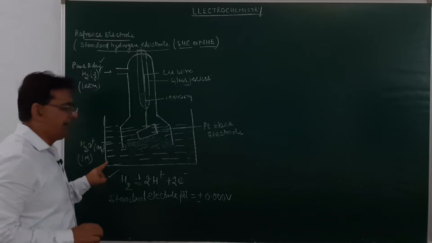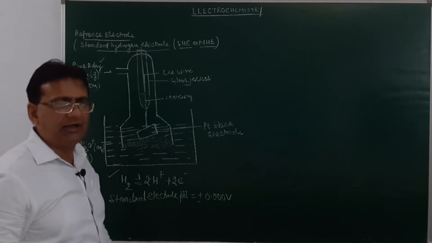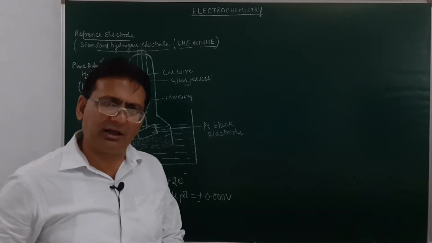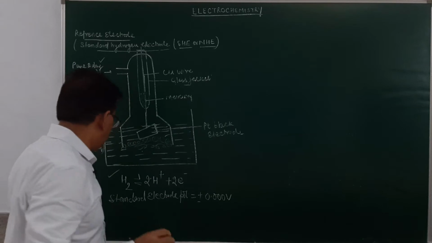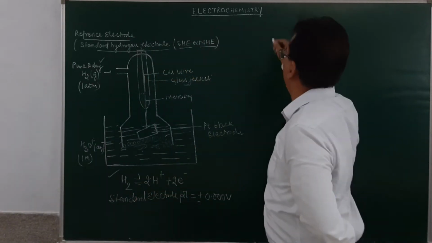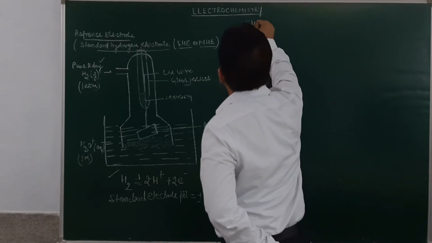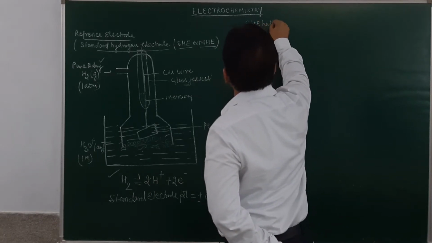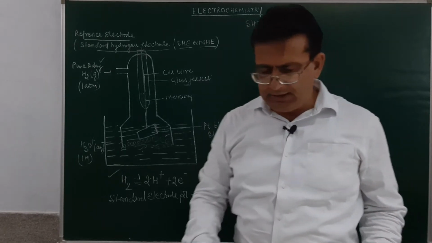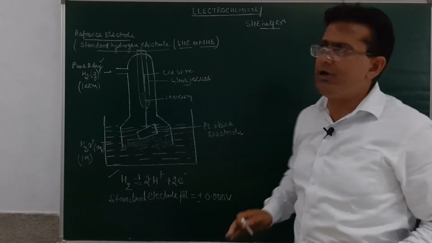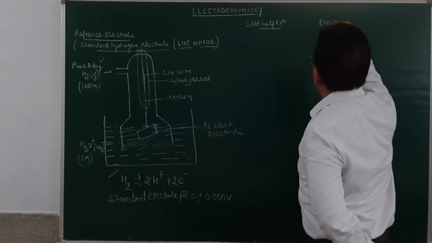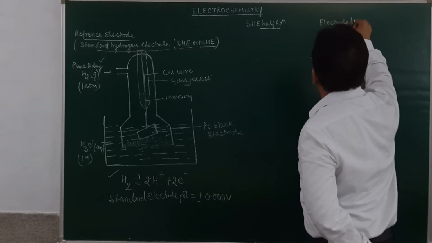Now, when this standard hydrogen electrode is connected with another electrode, it may act as an anode or it may act as a cathode. So, we may write down the half reactions and the electrode potential values.